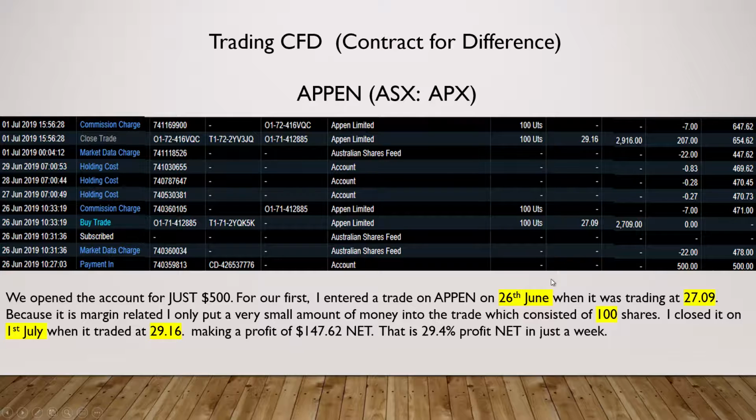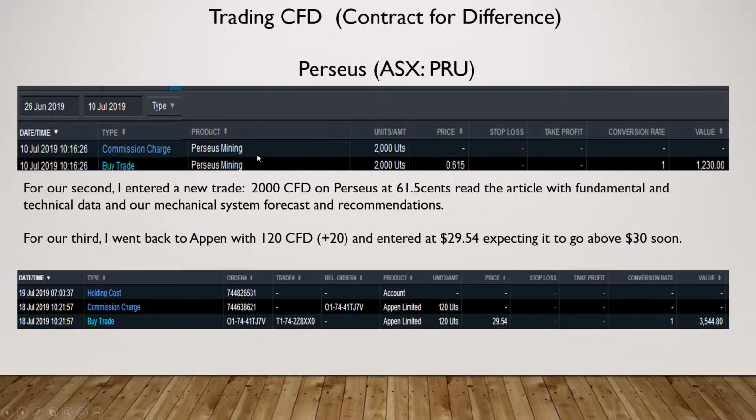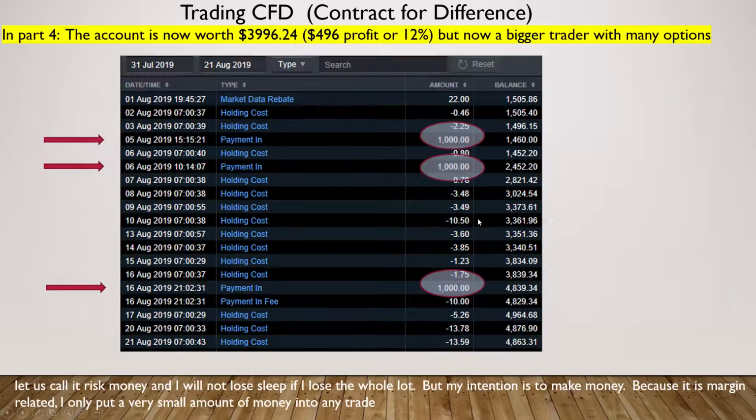But there was another company called Perseus, and Perseus is a gold mining company. Again, we bought 2,000 CFDs at 61.5 cents, and within a very short time we managed to sell it and make some decent profit. Okay, so you can see here we added $1,000 on the 5th of August on top of the $500.